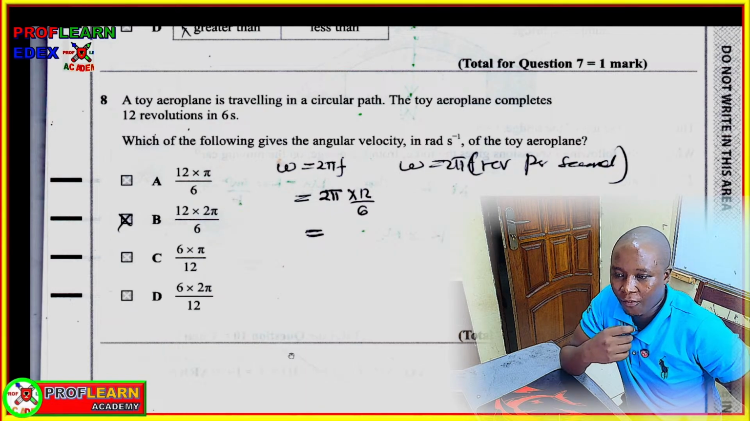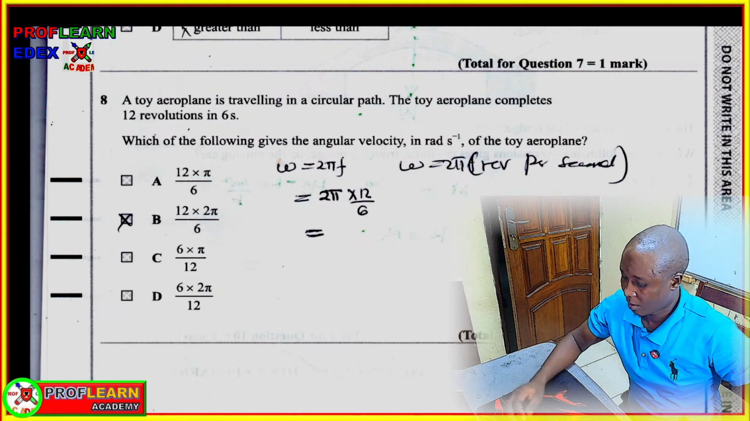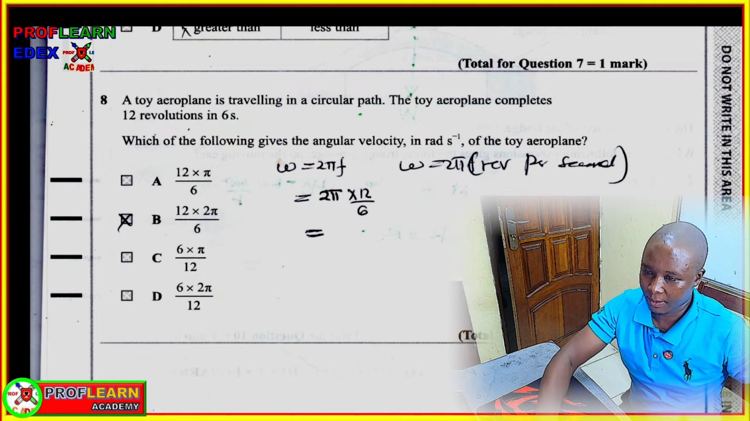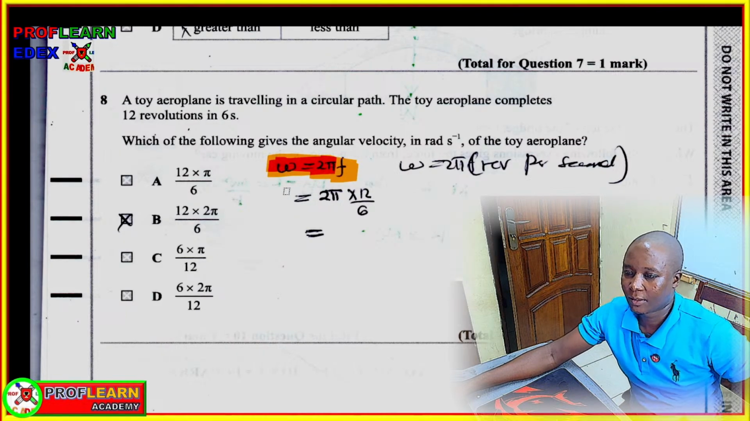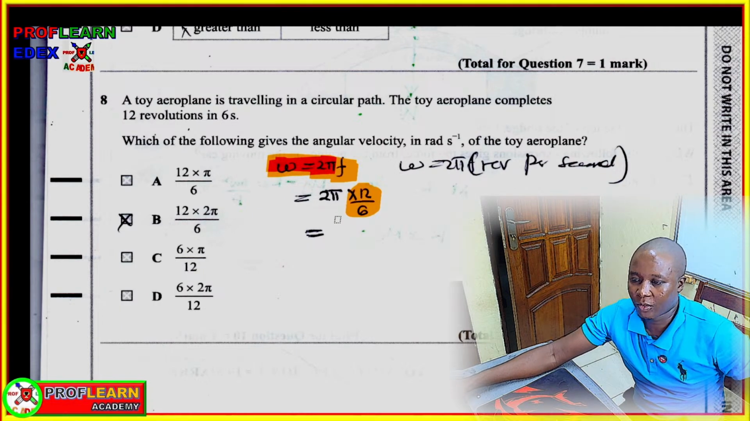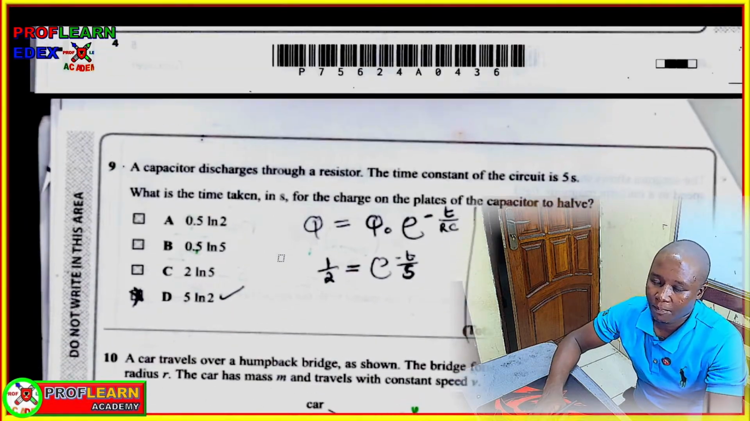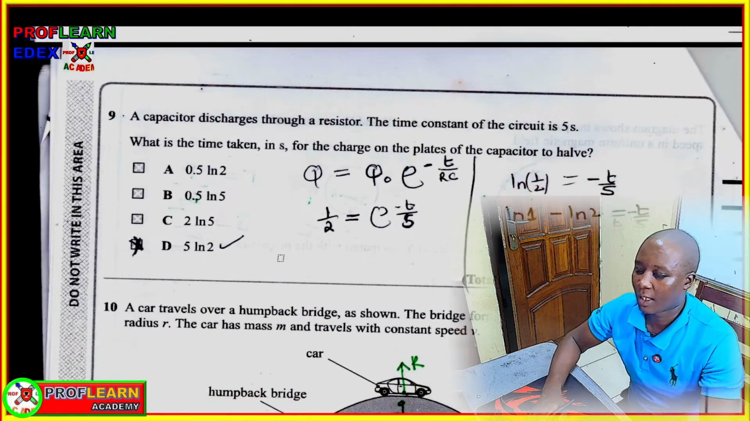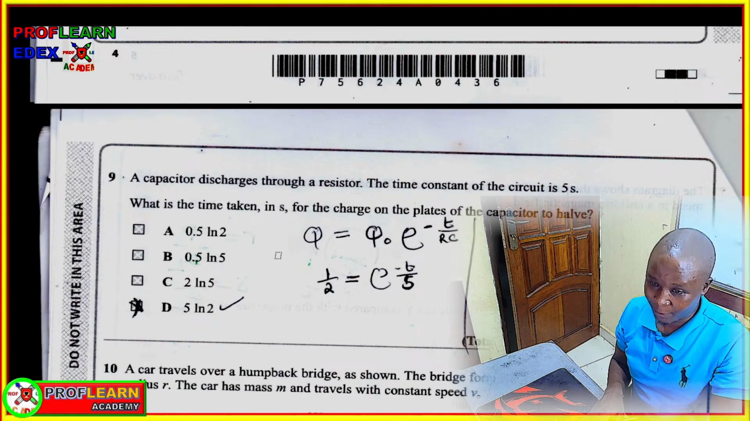The formula for angular velocity is given by omega = 2 pi f. Since the frequency is 12/6, our answer becomes this value that we have at that point. Moving to question number 9, which is going to be the second last question on the multiple choice.